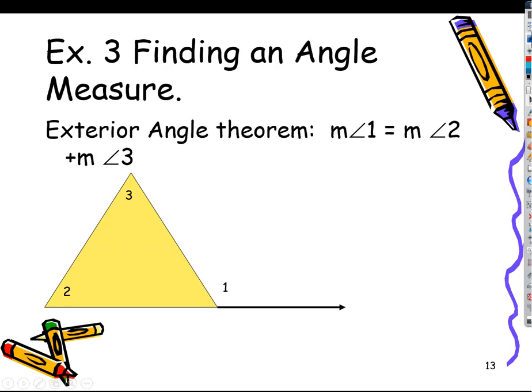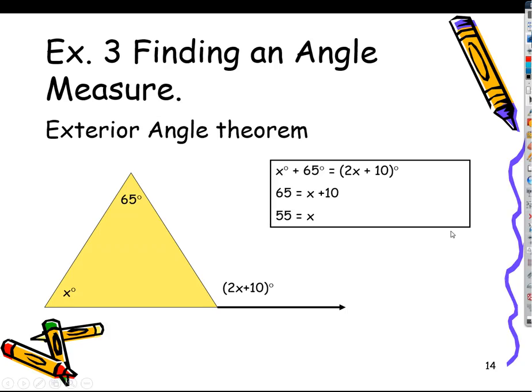So there are three interior angles here. This is not the remote one. That's the one that's adjacent to the exterior angle. It's the other two that are far away that are always going to be the remote ones. The sum of those two angles always equals the measure of the exterior angle. That's the exterior angle theorem. Okay, so we can use that to our advantage.